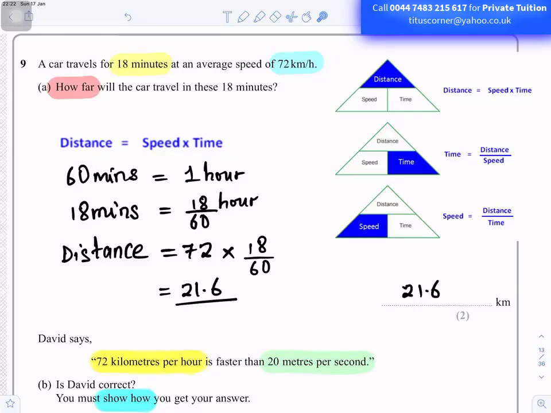So we need to change the time to hours. We've got 18 minutes. We know that 60 minutes is equal to 1 hour. So 18 minutes would be 18 divided by 60 of an hour. So the distance is the speed, which is 72, times the time, which is 18 over 60. And that'll give you 21.6 kilometers.